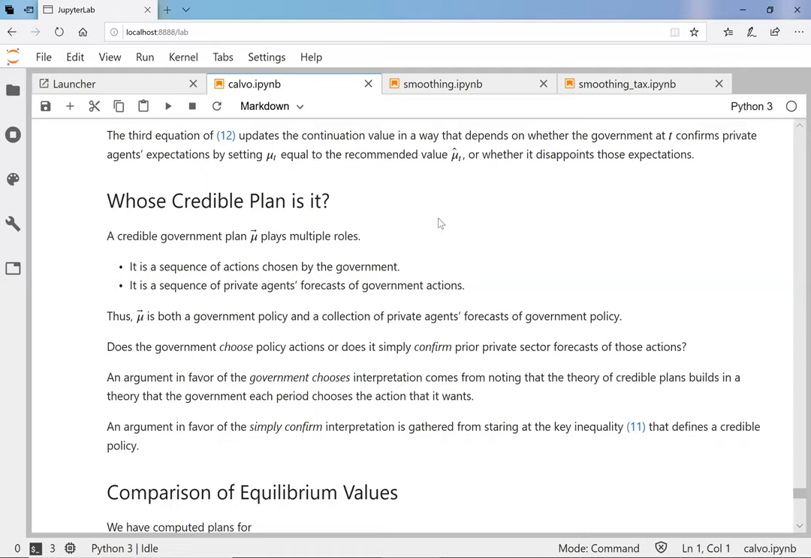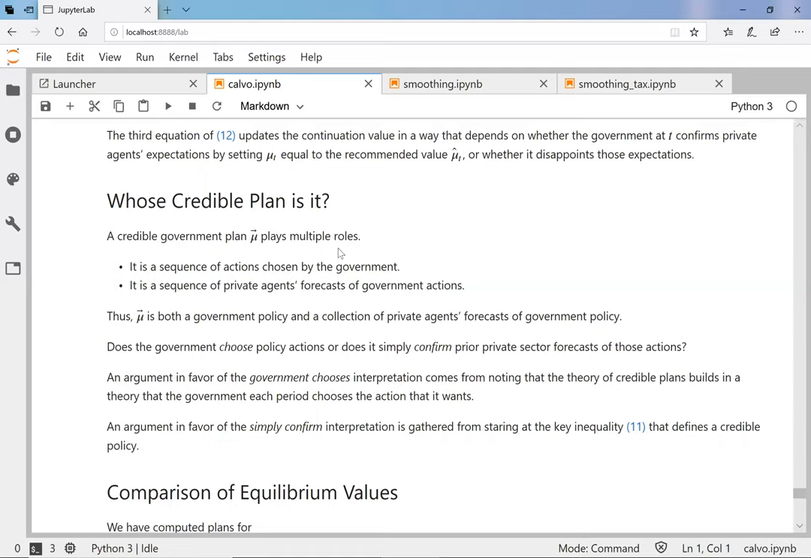He actually talks about something that raises this issue, which is central to the theory that we talked about. We might have talked about it a little bit last time, but I want to say more about it. The question is, we have this credible plan, okay? And remember, a credible plan for us is a sequence in the spirit of a Ramsey plan. And what is that sequence, we can ask? Well, in the theory, the sequence actually plays multiple roles.